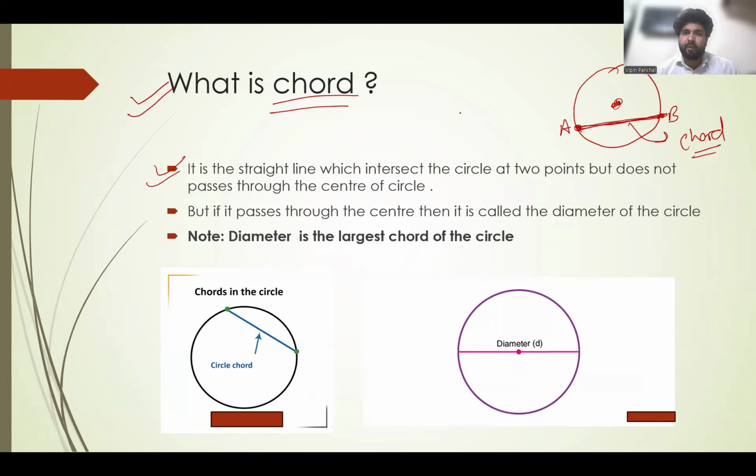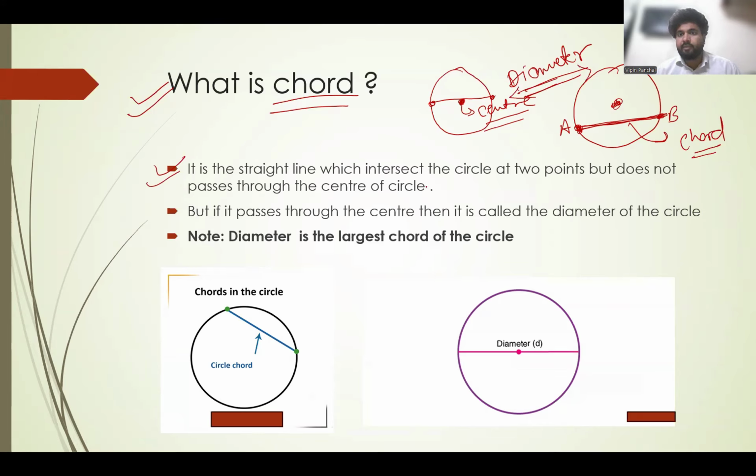Okay. But if I draw a straight line which intersects the circle at 2 points and also passes through the center, this line is known as a diameter. Okay, the difference between the chord and the diameter is that a chord is a line which intersects the circle at 2 points but does not pass through the center. But if it passes through the center, this line is known as a diameter.